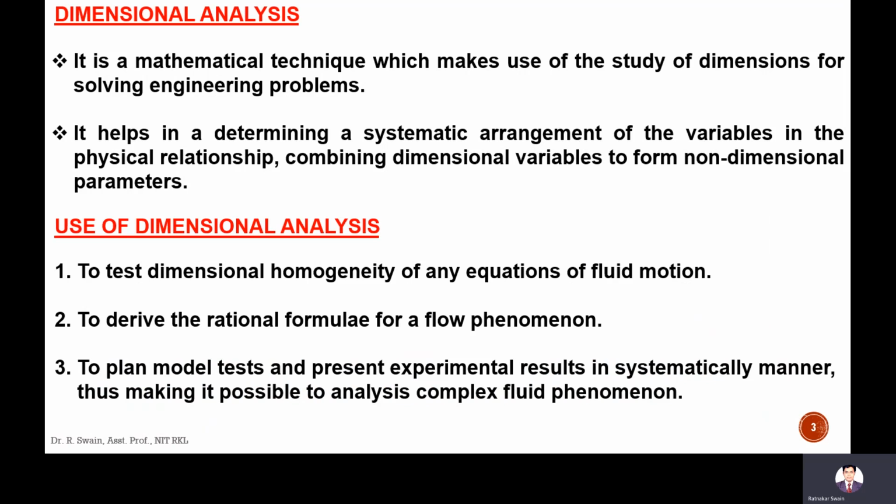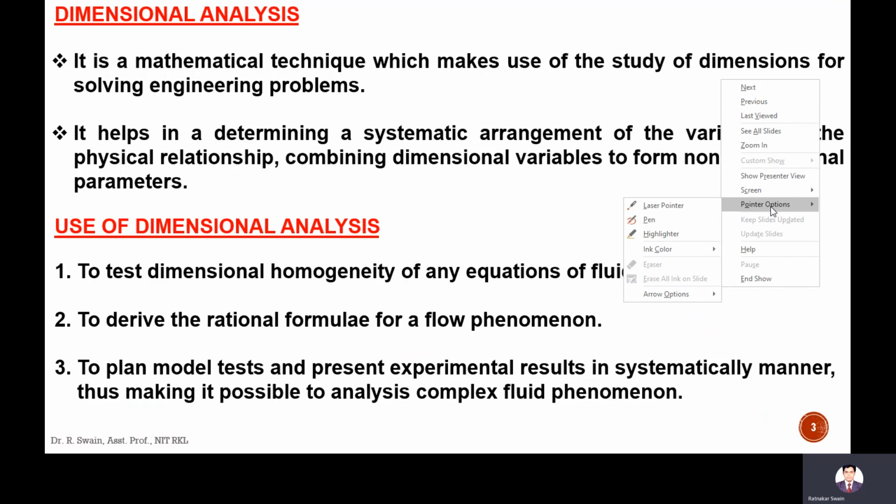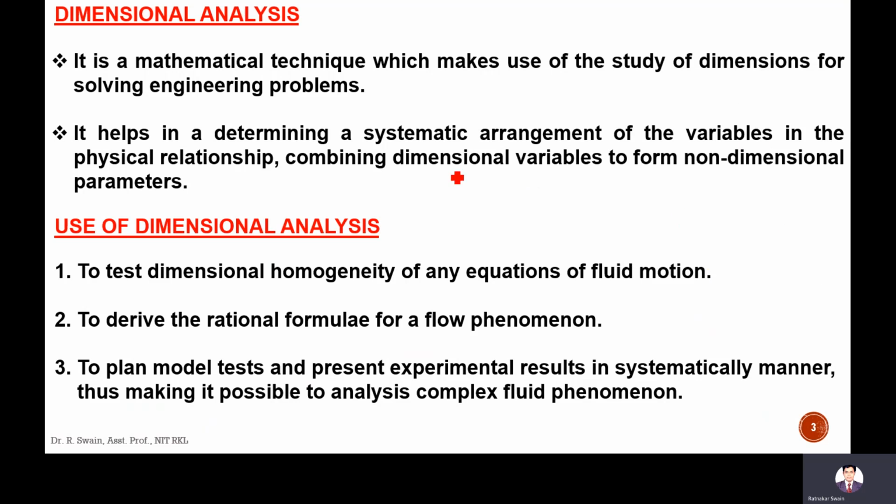It is a method that uses dimensions for solving any engineering problems. It helps in determining a systematic arrangement of variables in a physical relationship, combining dimensional variables to form non-dimensional parameters. The physical relationship can be developed using this dimensional analysis. How is it developed? By combining the dimensional variables to form non-dimensional parameters. You have to form non-dimensional parameters, then you can develop the relationship.